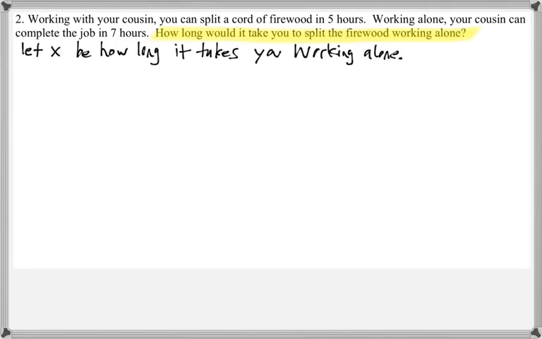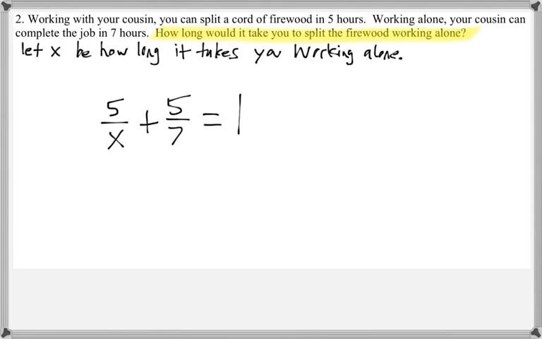Okay, so I'm going to set up my template, which is two fractions added together equal to 1. And x is how long it takes us working alone, 7 is how long it takes our cousin working alone, and 5 is working together.